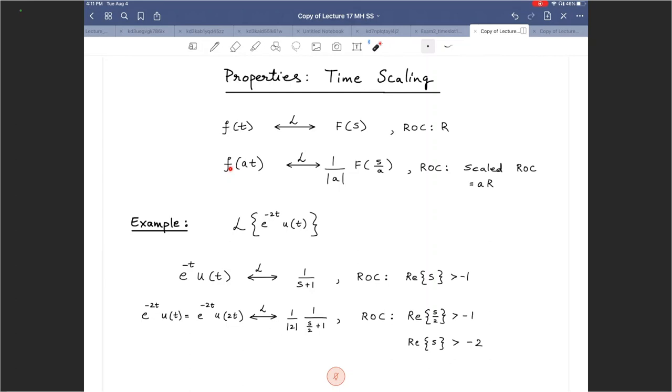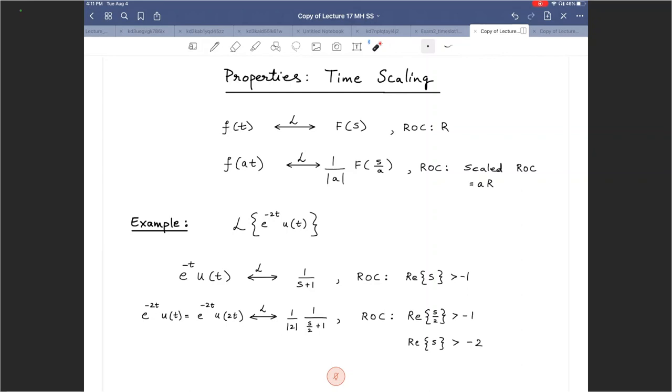Now, if we scale in time domain, that would mean that in the Laplace domain, we have 1 over absolute of a, F of s over a. So we do something that is reciprocal in the s domain. This essentially means that if you compress the signal in time domain, things are going to be changing faster, which means that there are going to be more high frequency components, which means in the s domain, things get expanded, and vice versa. The region of convergence is going to be a scaled region of convergence. So if earlier it was R, now it is going to be aR, where a is the time scaling factor.